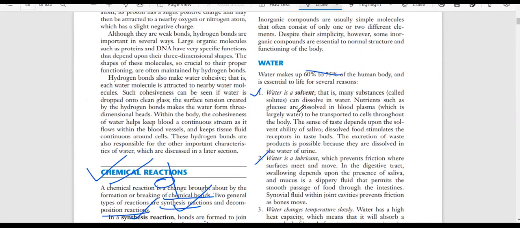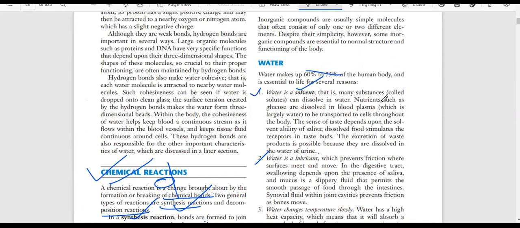Water. Water is solvent. The first reason why we need the water is solvent. I will explain everything about that. First, we will study, then I will explain, then I will give the example.